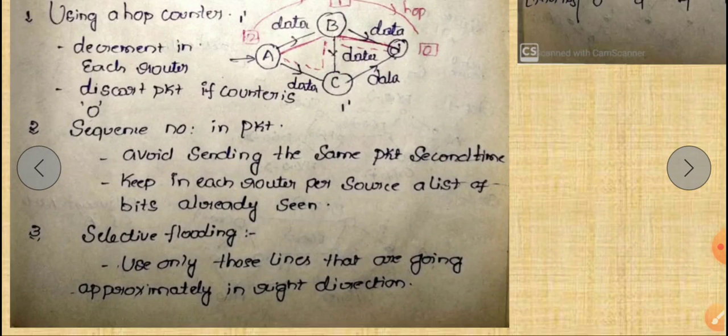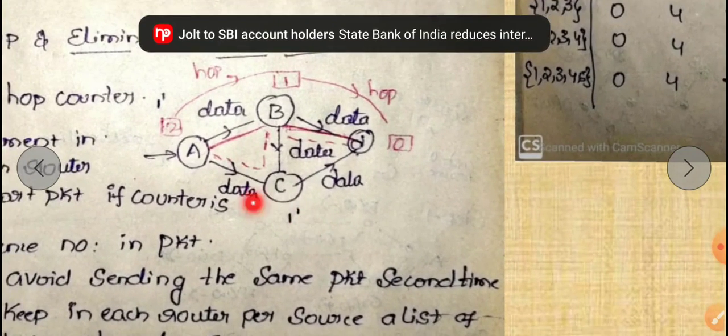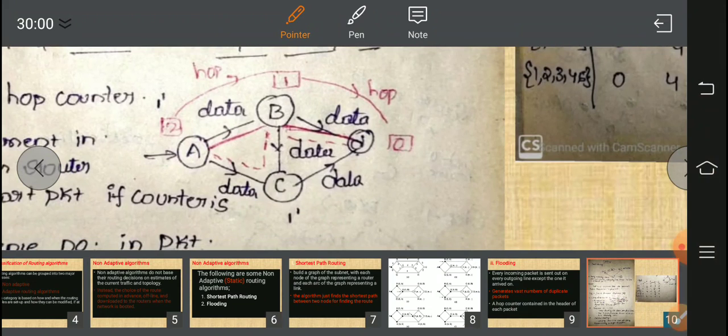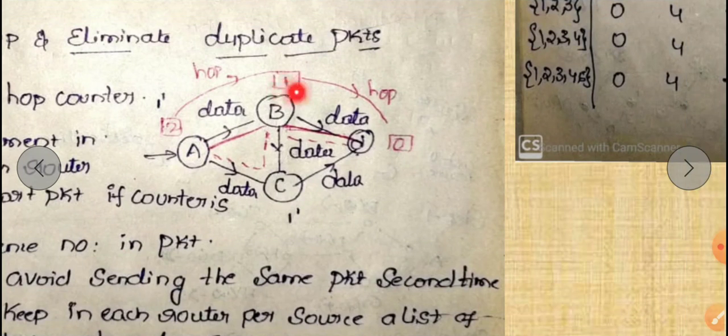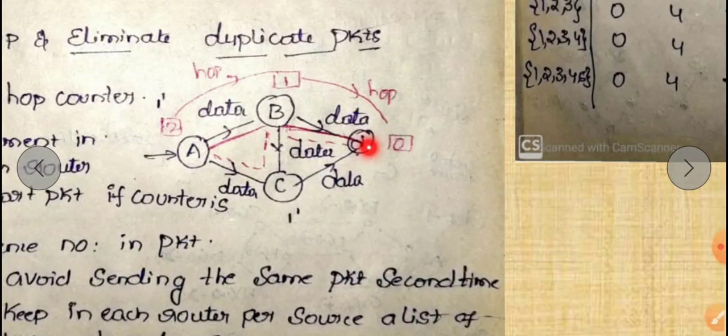So the next one is selective flooding. Selective flooding means using only those lines that are going in approximately the right direction. You can notice here the dotted lines, A to B or B to D. So this is one path, the direct path: A to B, B to D. Another path is A to C, C to B, and B to D. So selective flooding means you take A to B to D, only a single path. This is the selective path.